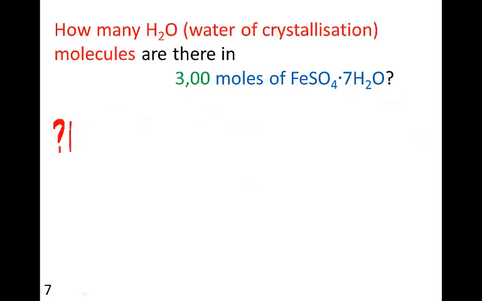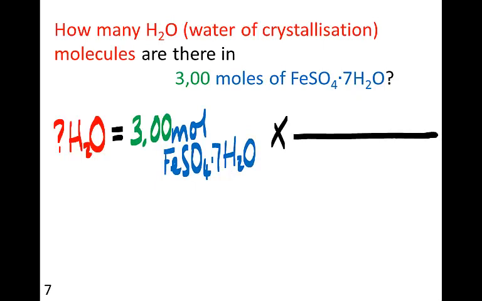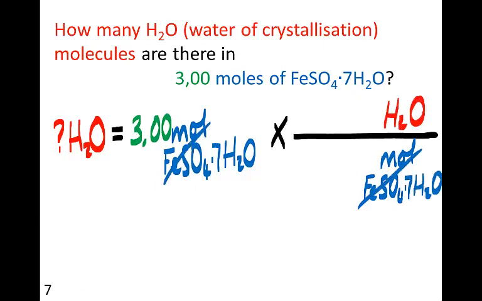How many water of crystallization molecules are there in 3 moles of iron sulfate, which has water of crystallization in it? So again, you choose out a useful conversion factor. Pause the movie until you've done that. We know that that conversion factor must have moles of iron sulfate at the bottom, and we know that it must have water molecules at the top. But what numbers are missing here to make these 2 equivalent to one another for this particular molecule?